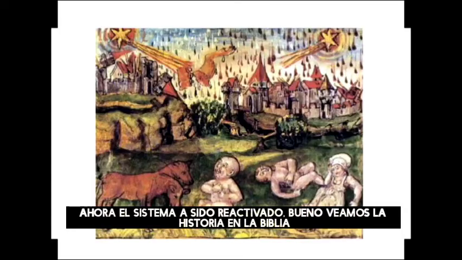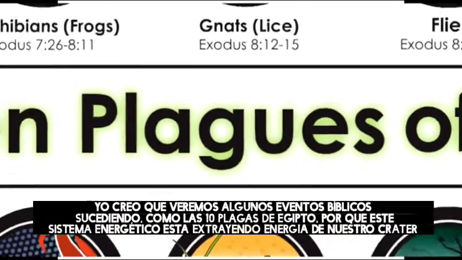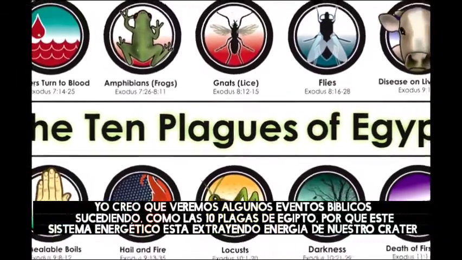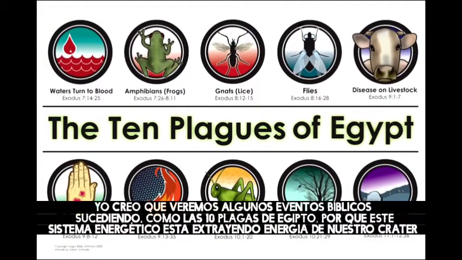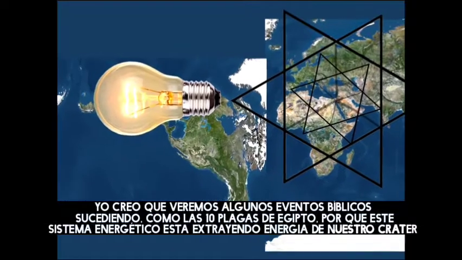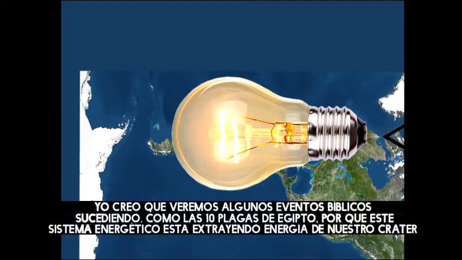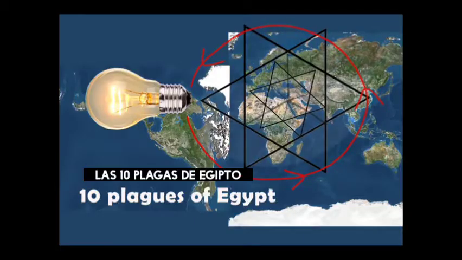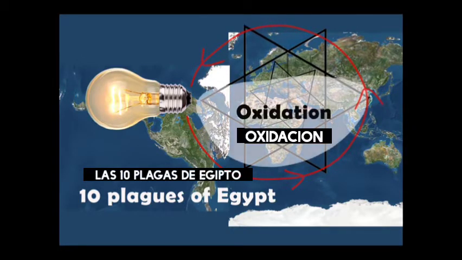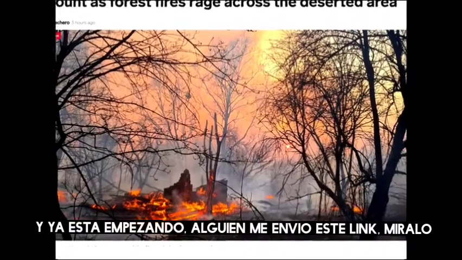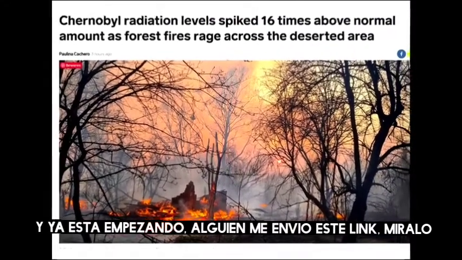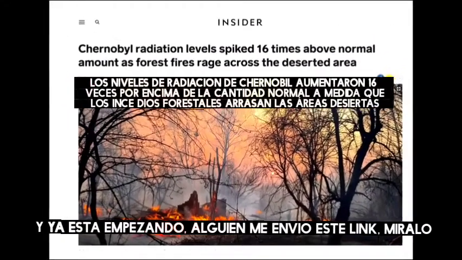Well, let's look at history, at the Bible. I think we will see some biblical events happening, like the 10 plagues of Egypt, because this energetic system is drawing energy out of our crater. And it's already starting. Somebody sent me this link. Look at it.